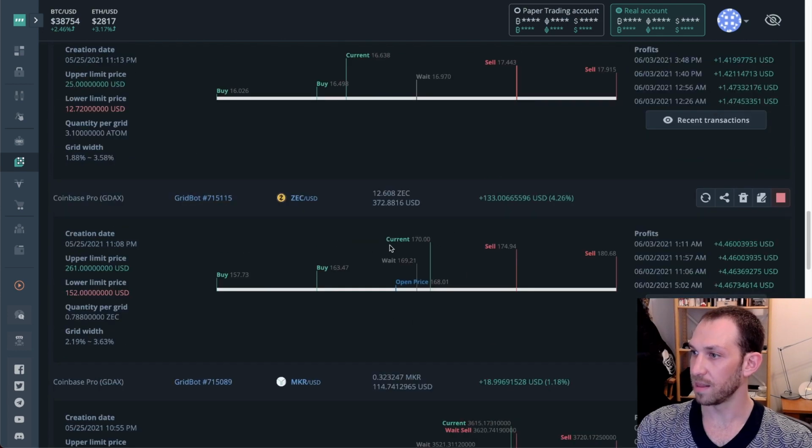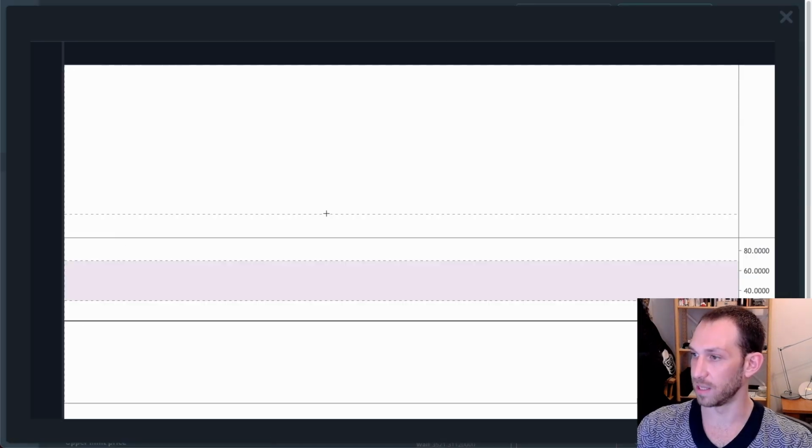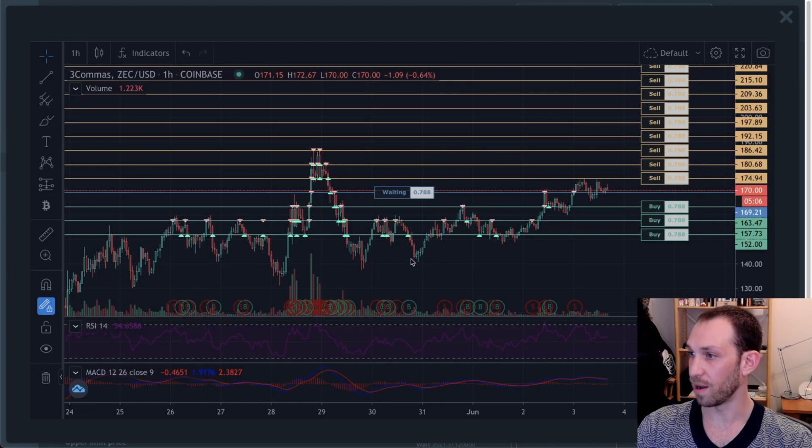As we can see here, the Zcash price is somewhere in the middle of my grid, and this GridBot has made me $133 in profit, or 4.26%. Let's click this to bring up the chart. As you can immediately see, by all the buy and sell triangles on this chart, the GridBot is doing exactly what it's supposed to do.